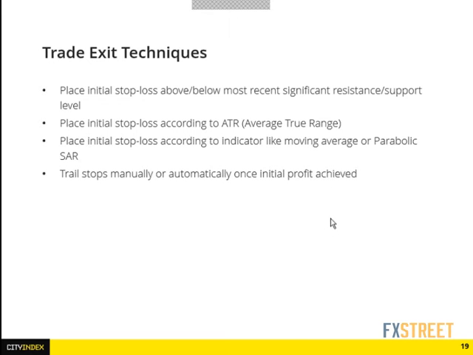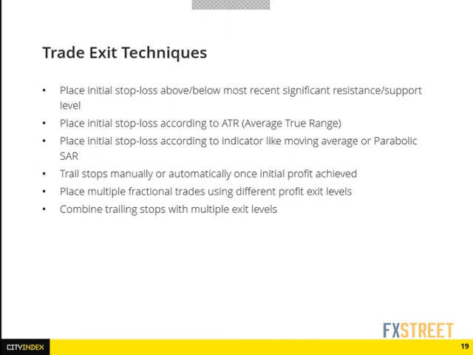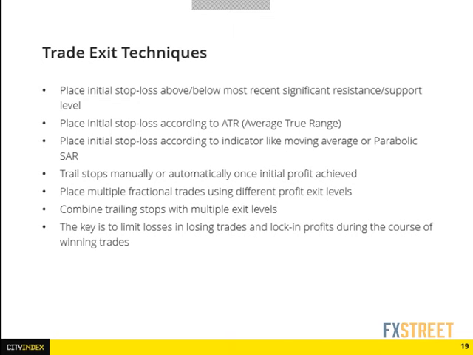We could, and this is what I often do, trail my stops manually once my initial profit is achieved, so I can lock in my profits. We could also place multiple trades using different profit exit levels. That's another way to lock in your profits while also managing your risk. We could combine both trailing stops with multiple exit levels. Now, the key is to limit losses in losing trades and lock in profits during the course of winning trades.